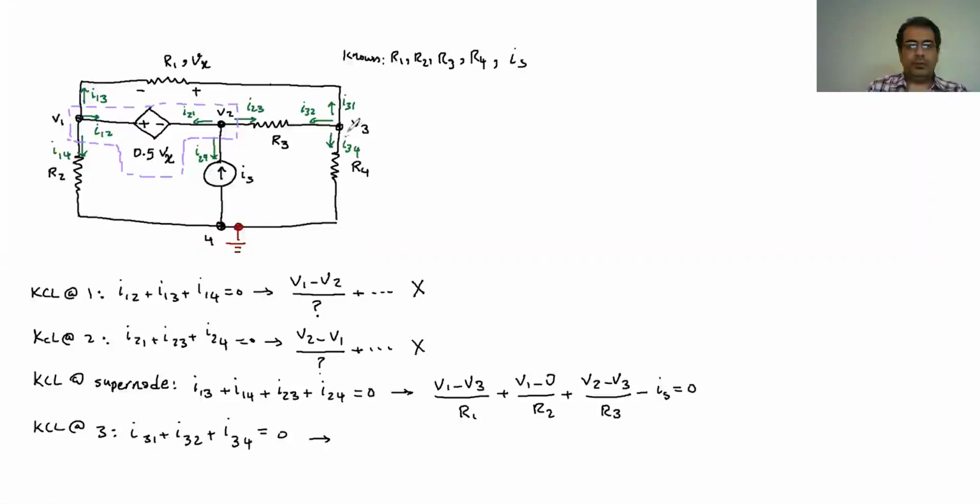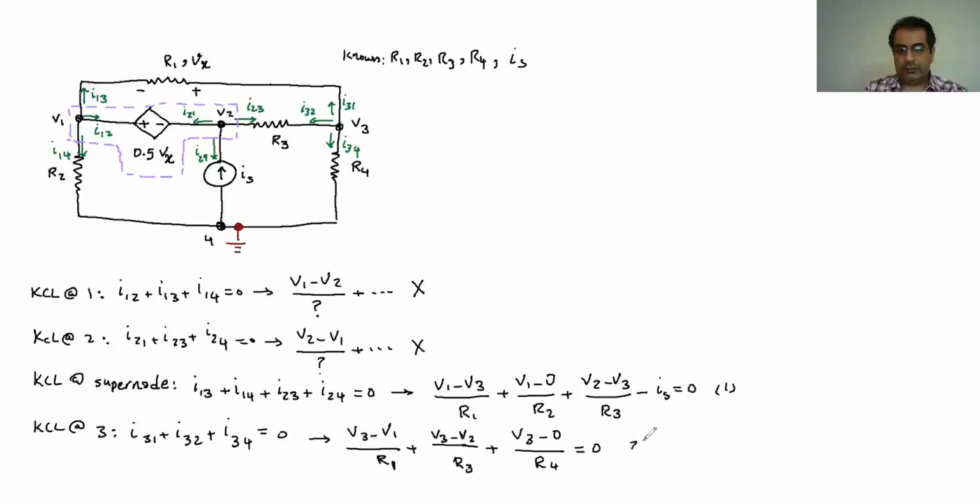So for the current from 3 to 1, it becomes V3 minus V1 divided by R1. Then for the current from 3 to 2, it's going to be V3 minus V2 divided by R3. And the current from 3 to 4 is going to be V3 minus 0 divided by R4, and it's going to be 0. So now I have equation 1 here, and I have equation 2 here.